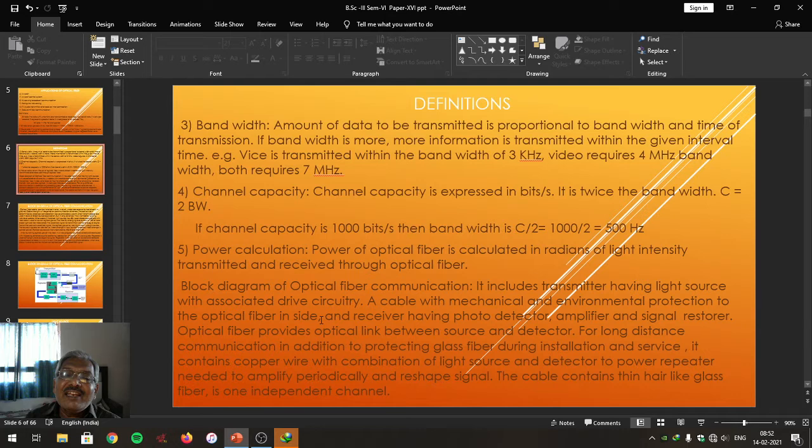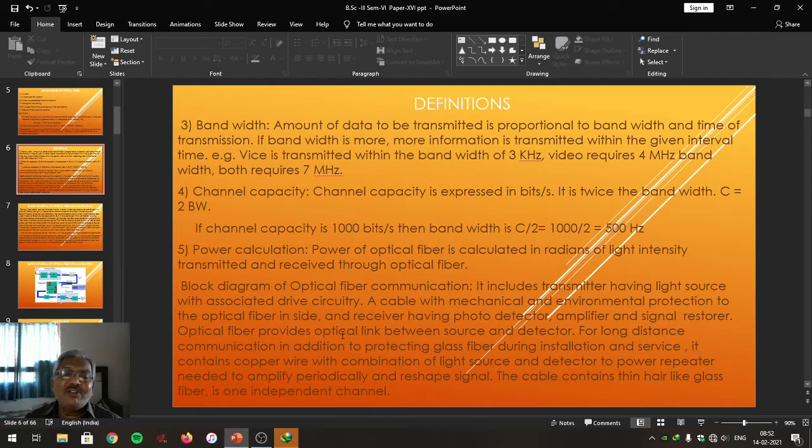That is used to connect the transmitter as a light source and the receiver having the photo detector, amplifier and signal restorer. Means in between transmitter and receiver, a cable is connected. That cable we can call as optical fiber. Thus we can say optical fiber provides the link between source and detector.